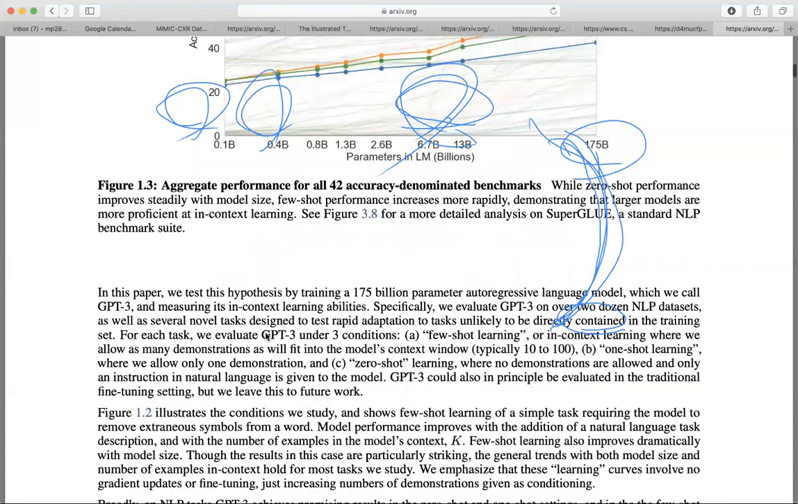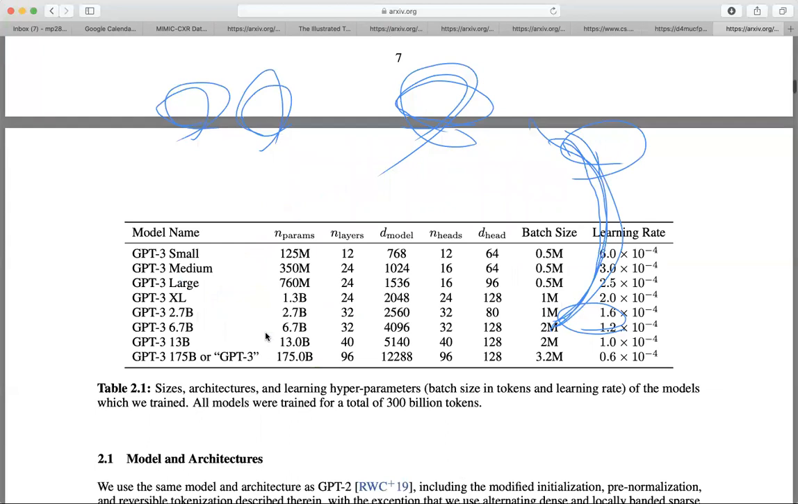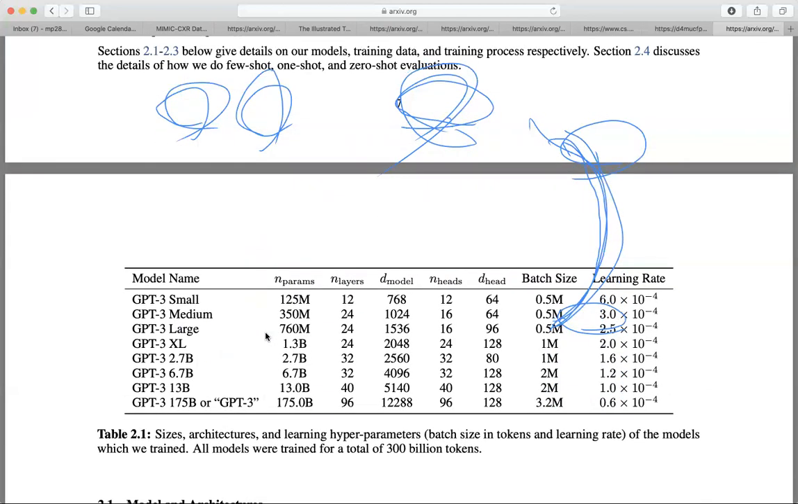All right, let's dive directly into the experiment section. Look at the number of parameters here. It's using 96 self-attention blocks, and the hidden size is, remember that GPT-1 was using a 768-dimensional hidden layer. Now it's using a 12,000-dimensional hidden layer, and the number of multi-head attention heads is 96, and the dimensionality of each attention head is 128, which is not that large actually.